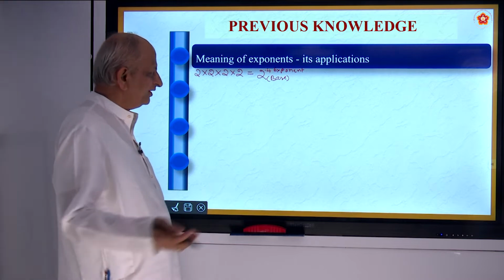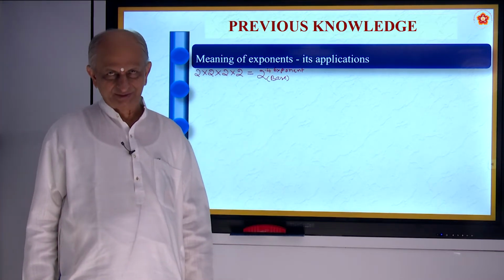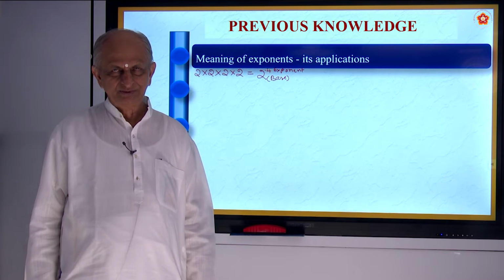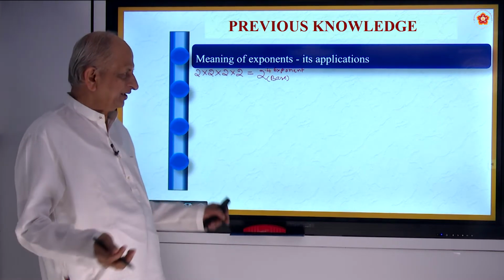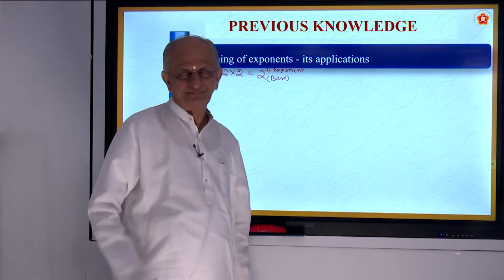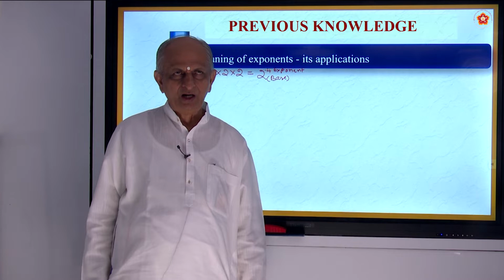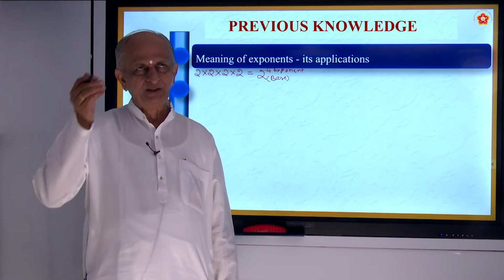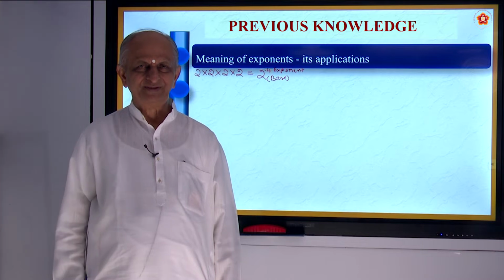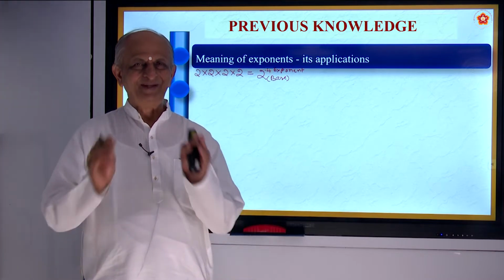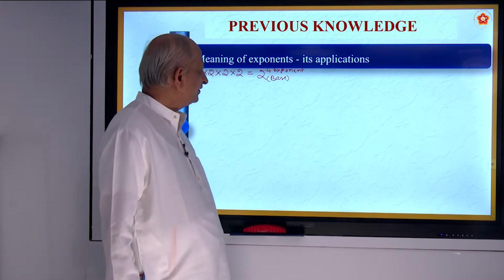And for example, the distance between the sun and the earth. It's a very big number, a huge number. That can be written in the standard form. Or the radius of the earth, or the distance between the sun and Saturn. All different planets' distances can be written in a very short way with the help of exponents.